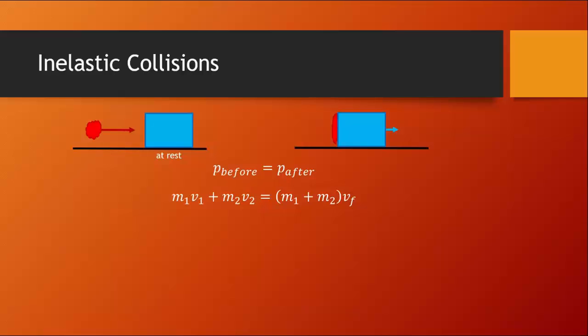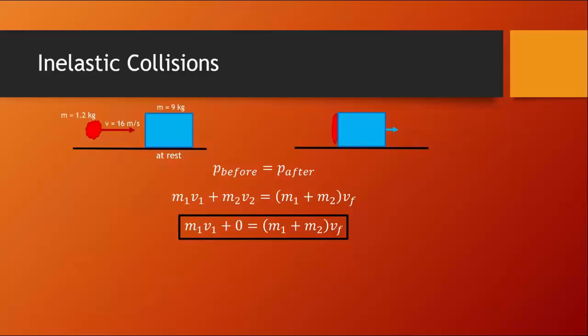Before we do that, though, let's take a look at what's going on beforehand. That block is at rest. Its velocity is 0. That means m2 v2, whatever the mass is, times 0, is 0. And that's almost always going to be the case when we look at inelastic collisions. A moving object is going to collide with a stationary object, and then those two objects are going to move off together at some speed. This is going to be our general equation for inelastic collisions.